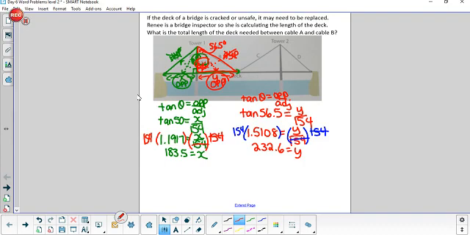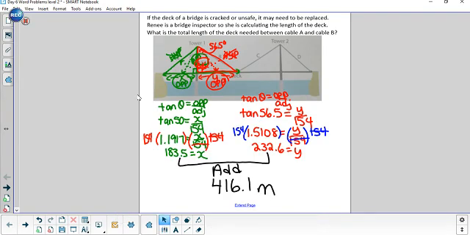So now we know the length of that first part of the deck, which is x. We know the length of the second part of the deck, which is y. So we simply add these two values together, and we can tell Renee she needs 416.1 meters of deck between cable A and cable B. So that's one way that you could use trig functions in a situation.